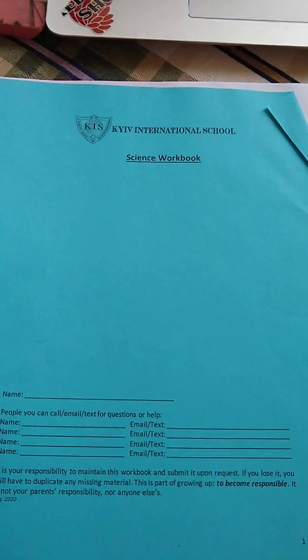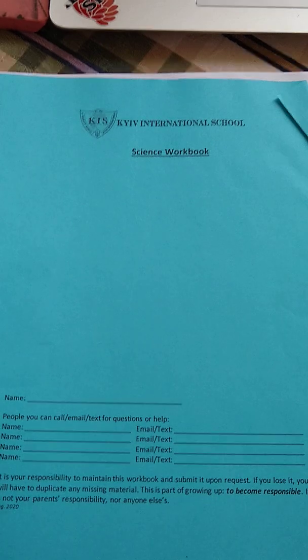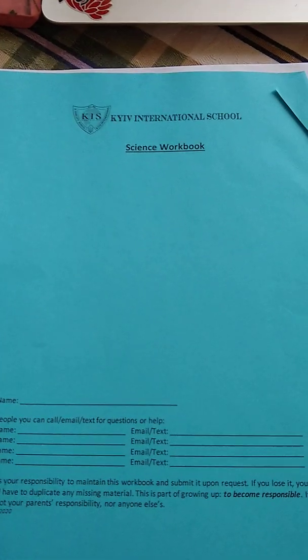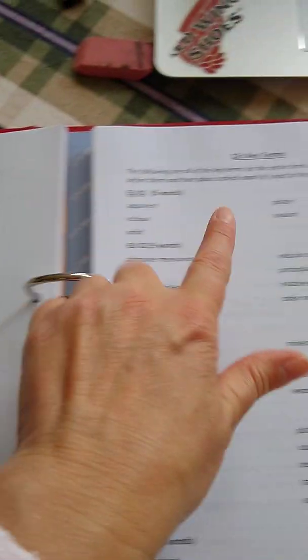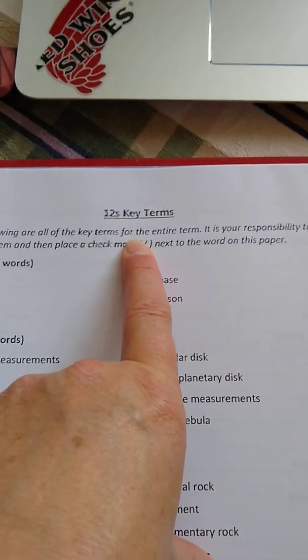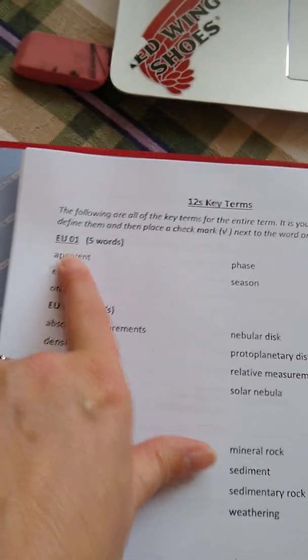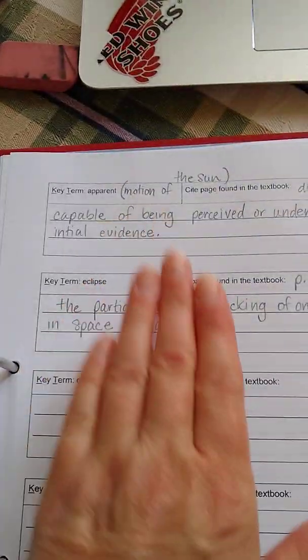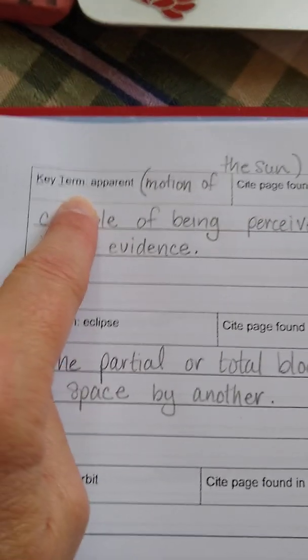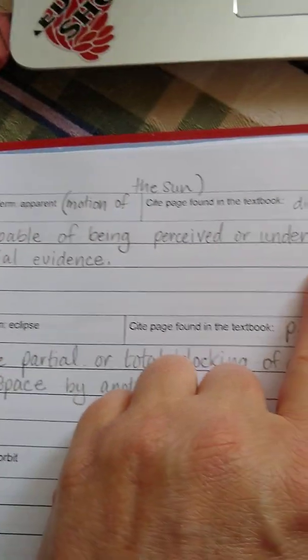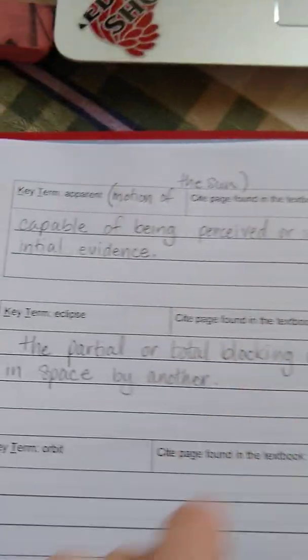All right, now let's move on to the 12s. For the 12s, you will do about the same. Move in about 16 or so pages. Look for your lab equipment word search, and right next to it is your list of 12s key terms that takes you through all of your 10 EUs. Right after that is where you will write your definitions, same as the 11s, using your textbook to write the definition and cite where you found it from.